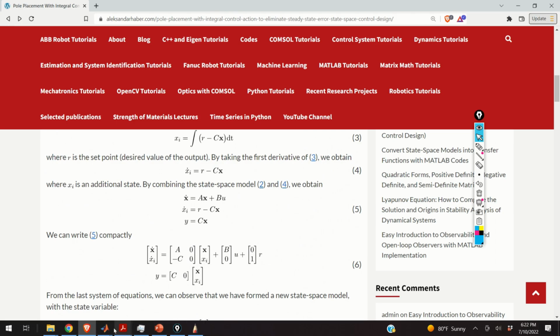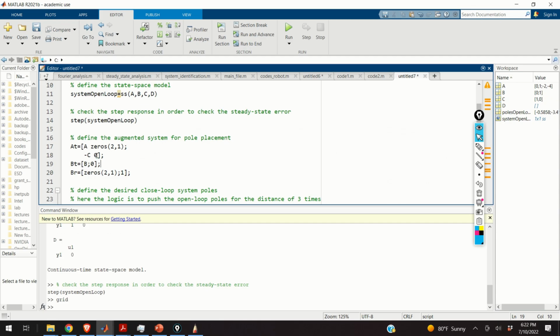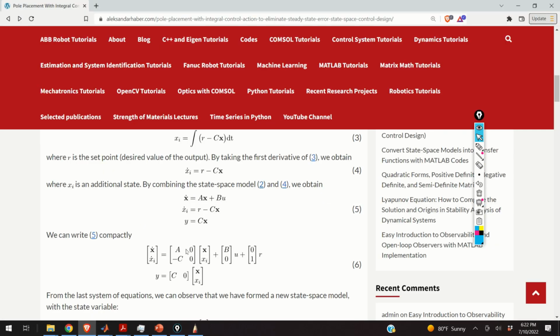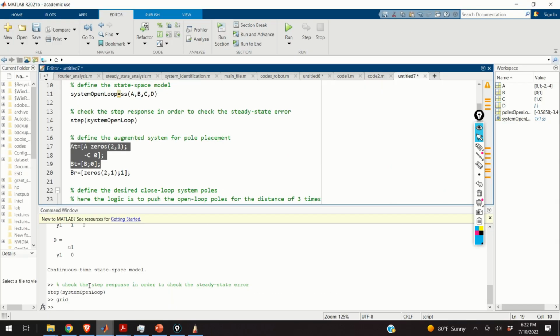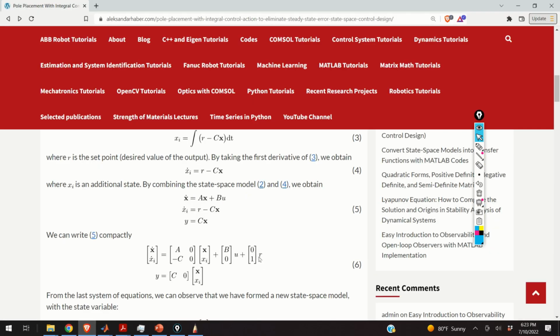Okay, so let's see what's happening over here. I'm defining my A matrix, the matrix given over here. I'm defining a new B matrix multiplying U. Here it is. And this is BR, the matrix multiplying the R. R is the reference signal that we want to track.